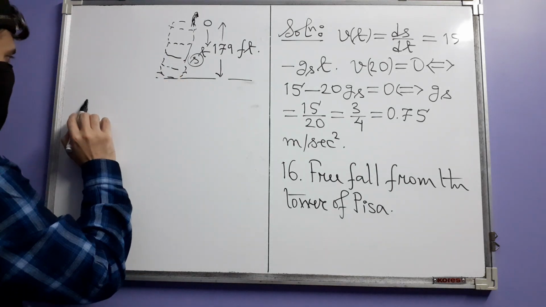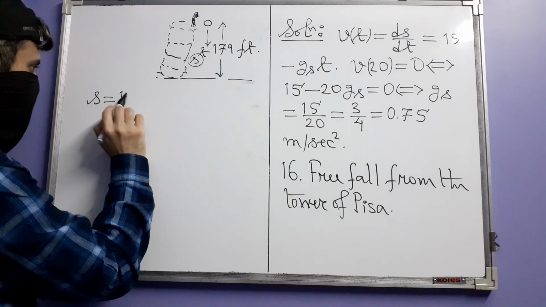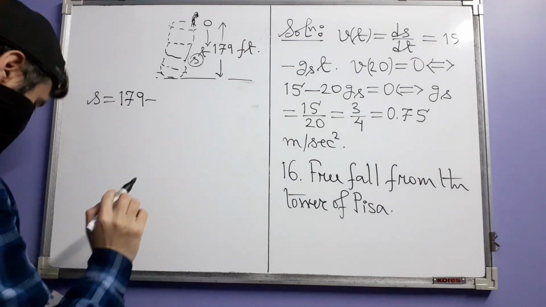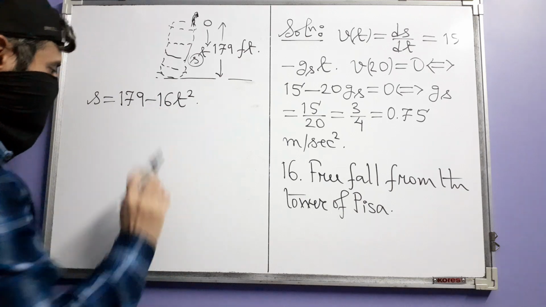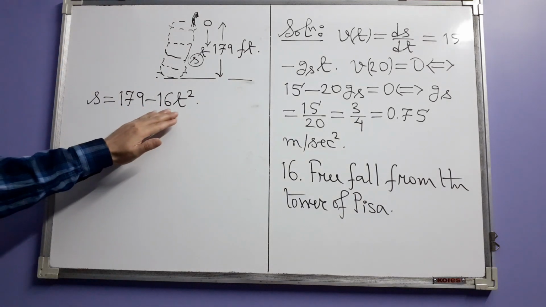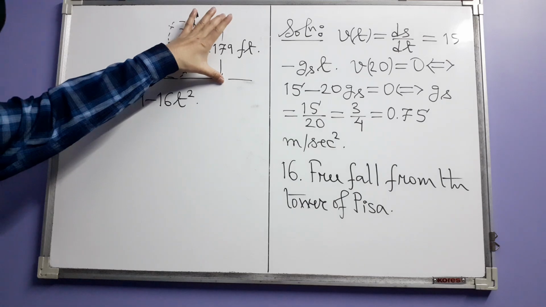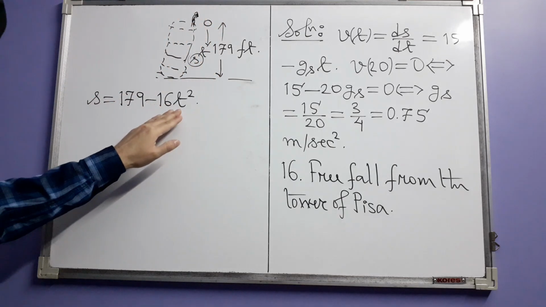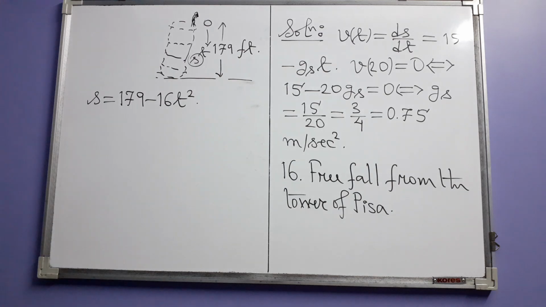Okay, so this s is 179 minus 16t square. So in this formula itself, you can see that when t is 0, the height was 179, and then as t becomes larger and larger, this reduces.